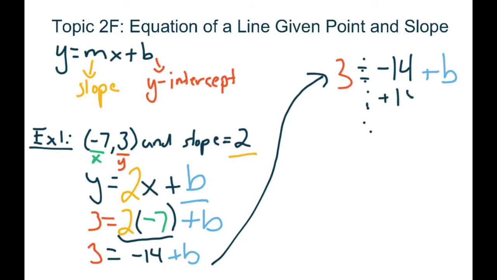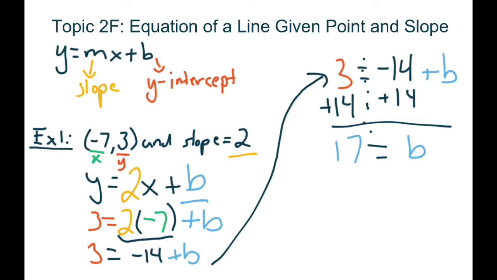This is just like what we did in the first unit on expressions and equations. That's all we're doing right now, we're just solving for b. Then we have b on the right-hand side, and that is going to be equal to, well, what is 3 plus 14? That is going to be 17.